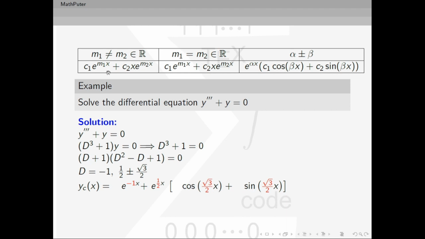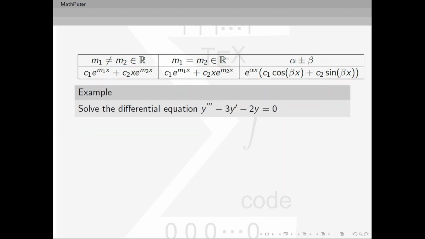How do we write the constants? c1, c2 and c3. So this is one function. Let us multiply by c1. This is another function, e raised to 1/2 x into cos. So we multiply by c2. This is the third function, e raised to 1/2 x into sin(√3/2 x). We multiply by c3. So we have c1 e raised to minus x plus c2 into this plus c3 into this, where c1, c2 and c3 are real numbers. So this is the solution of this differential equation.